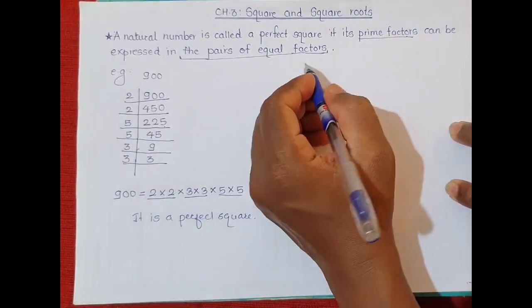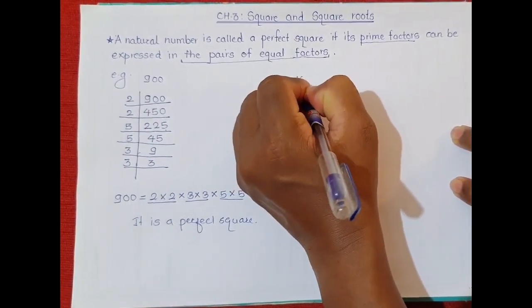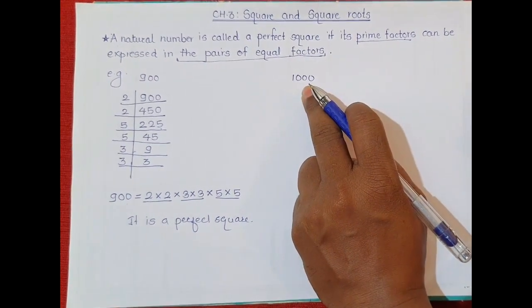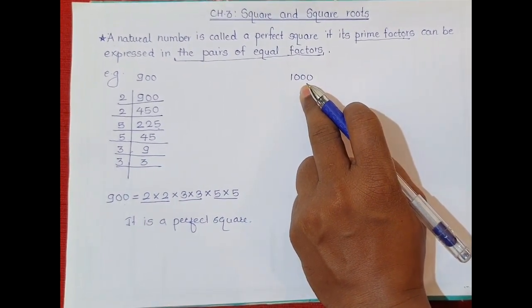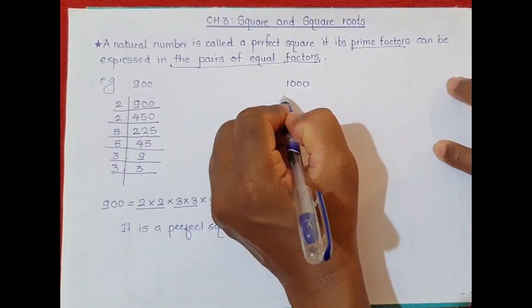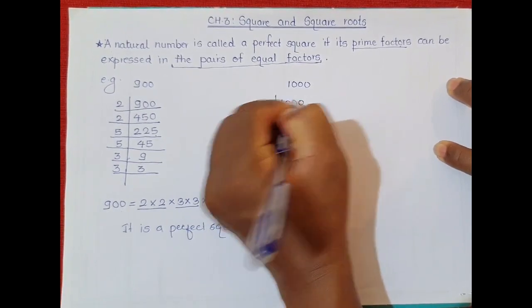Okay, let us take another example of 1000. Let us take 1000, and we have to identify whether 1000 is a perfect square or not. So the same thing we are going to do here again. Let us find the prime factors of 1000.